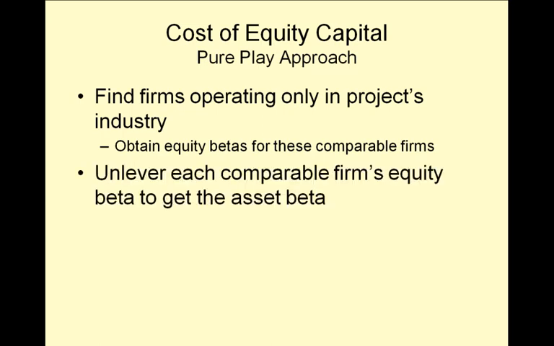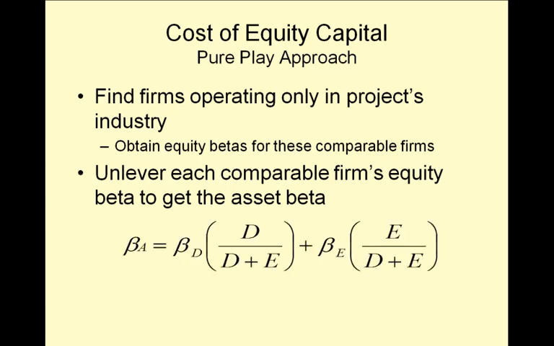Then one unlevers each comparable firm's equity beta to get the asset beta by applying the formula for the asset beta. Note, to apply this formula one needs the firm's debt beta as well. Some financial economists assume that the debt beta is 0. A more precise approach is to calculate the debt beta from the information given on the firm's debt.